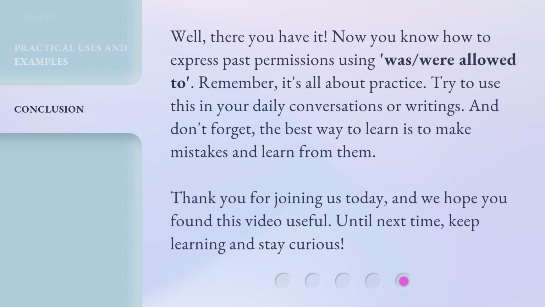Well, there you have it. Now you know how to express past permissions using "was, were allowed to." Remember, it's all about practice. Try to use this in your daily conversations or writings. And don't forget, the best way to learn is to make mistakes and learn from them.